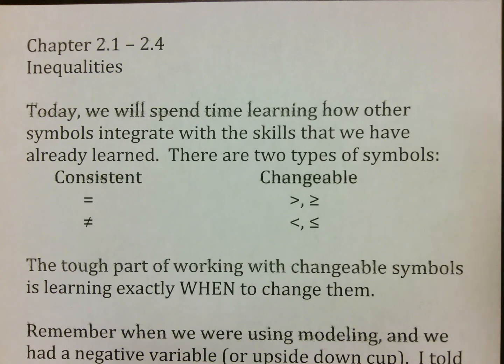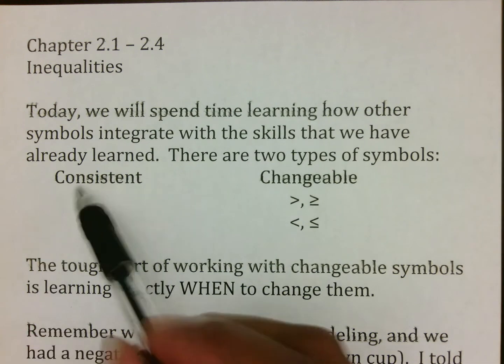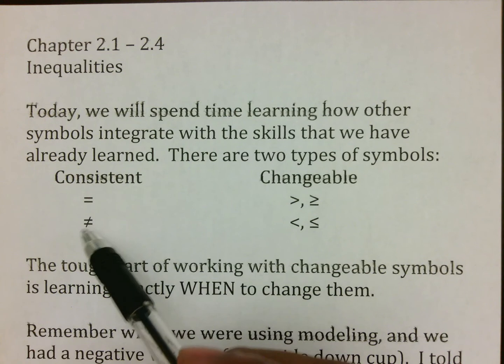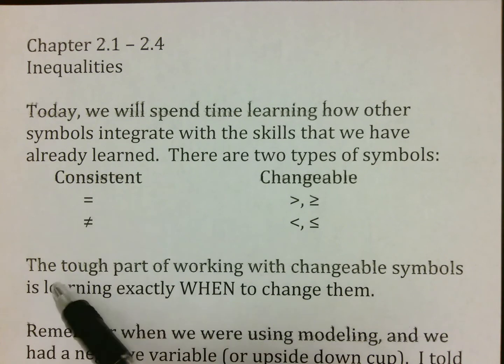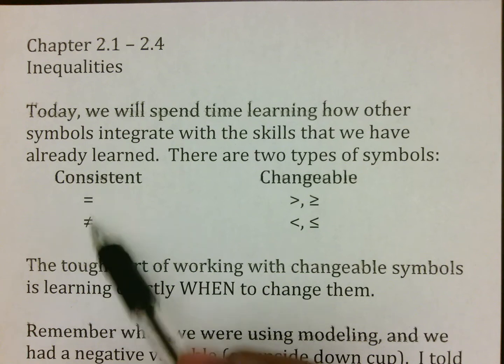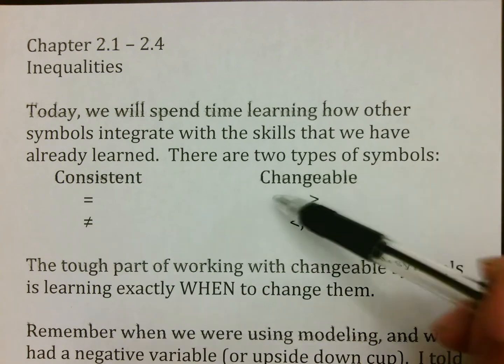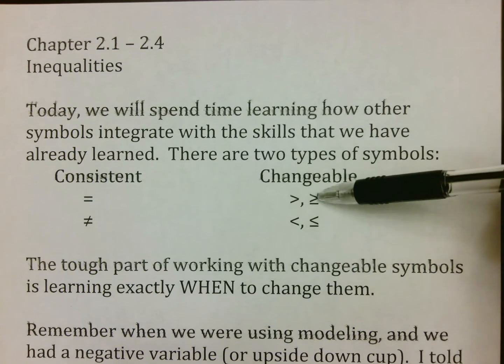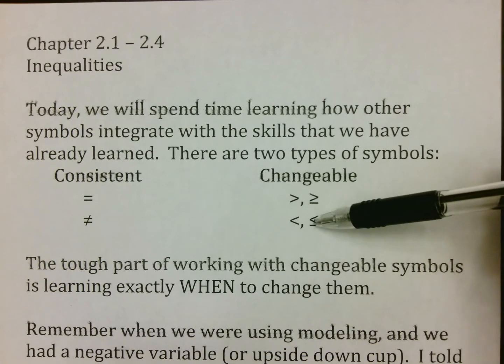There are two types of symbols, ones that are consistent. We've seen the equal sign, we've never seen it change. There is also a symbol that says not equals, that's an equal sign with a slash through it, which we really won't use, but I figure you might as well see it because it is one of those consistent symbols. And then you have four changeable symbols, which is greater than or equal to, less than or equal to.